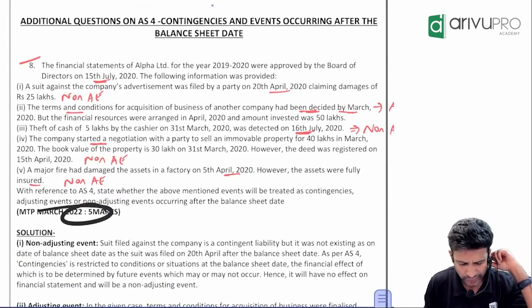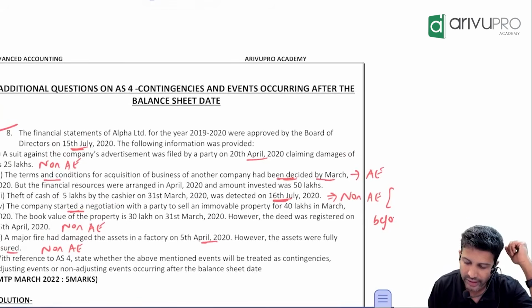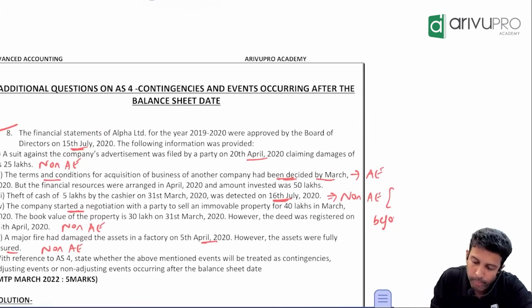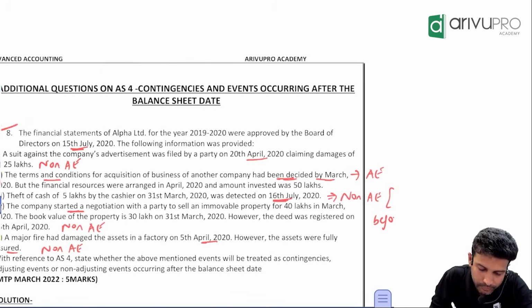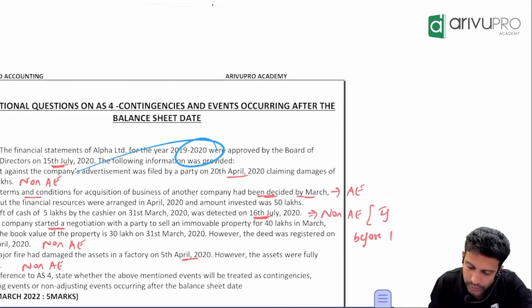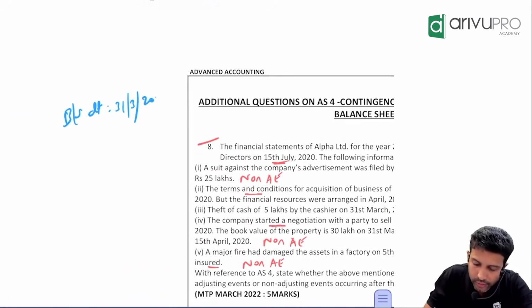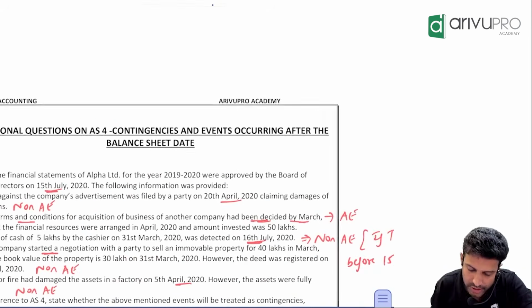I think it is a March 22 MTP question. Some company's financial statements for 19-20 they have given. So what is the balance sheet date, sir? Maybe first we will write that. 31/3/2020. Okay, the financial statements got approved by the board.